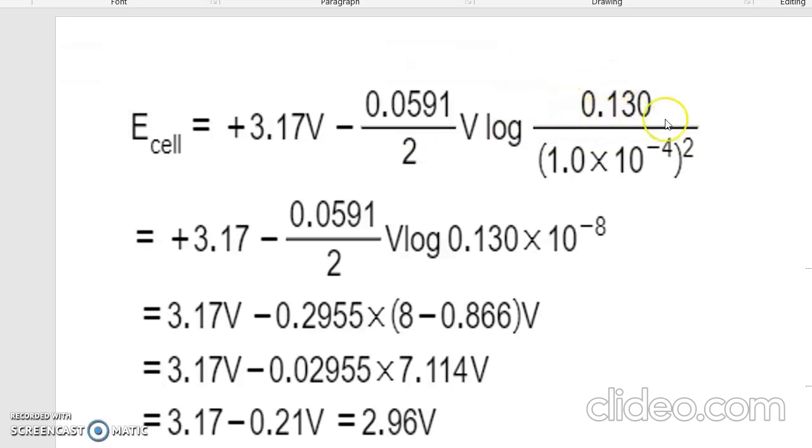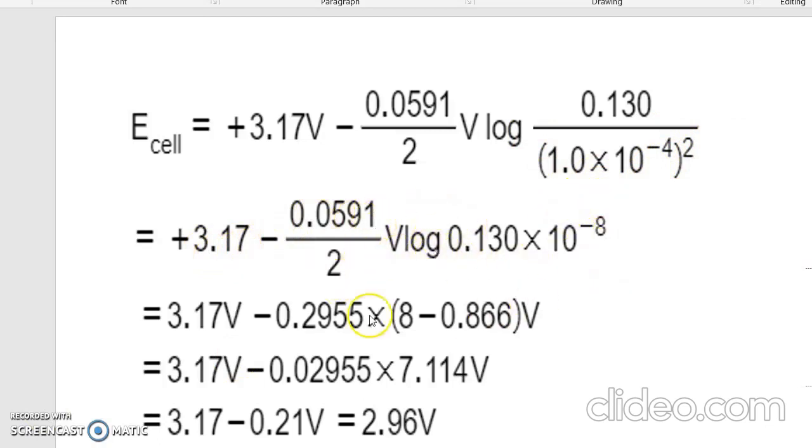Log of the products concentration, I already told you in the second step, you have to remember Mg2 plus is in the product side. So the concentration of Mg2 plus is 0.130 and silver concentration is twice. I have also told you that in front of Ag plus you have 2. So the whole concentration power 2 has to be written for silver. So 3.17 minus 0.0591 by 2.